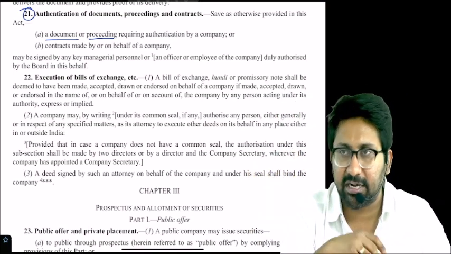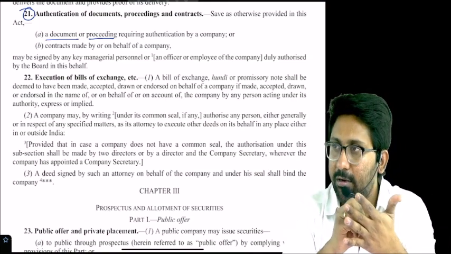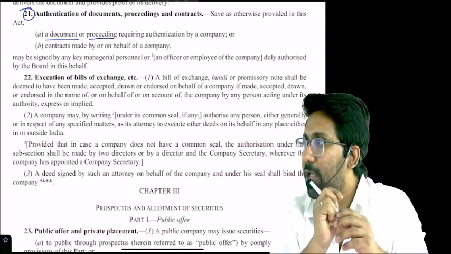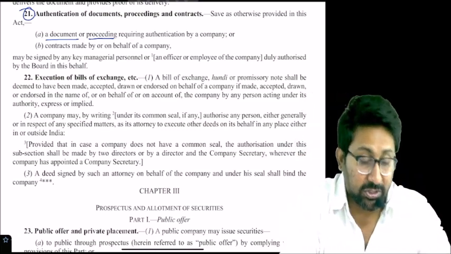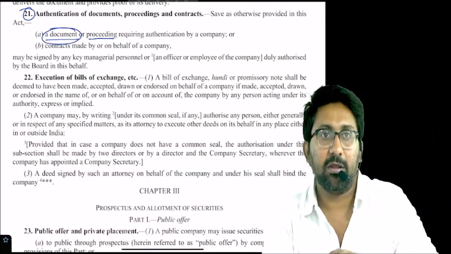Therefore, a question has started. The company has to sign on a document. The company's signature is required, but can the company really come and sign? Then on behalf of the company, who should sign that document? Question number 1.